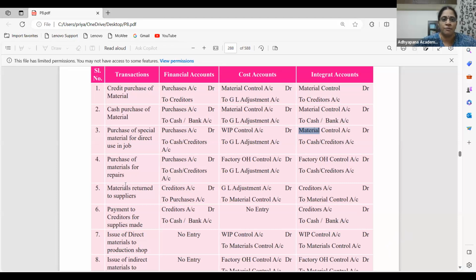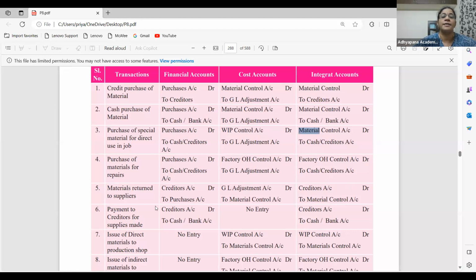Then purchase of material for repairs. As I already told you, once a raw material is purchased, under financial accounts they don't make an analysis of why such expenditure is incurred. So simply purchase of material, purchases to cash or creditors. For repairs, repairs is an indirect activity. So it goes to factory overhead control account debit to general ledger adjustment. So when it comes to integrated accounting, factory overhead control account debit to cash or creditors, which is the debit from cost accounts and the credit from financial accounts.